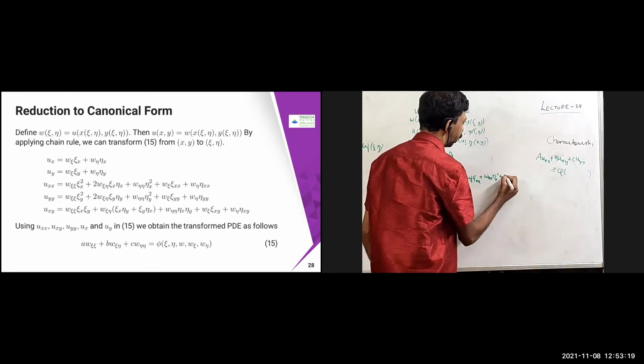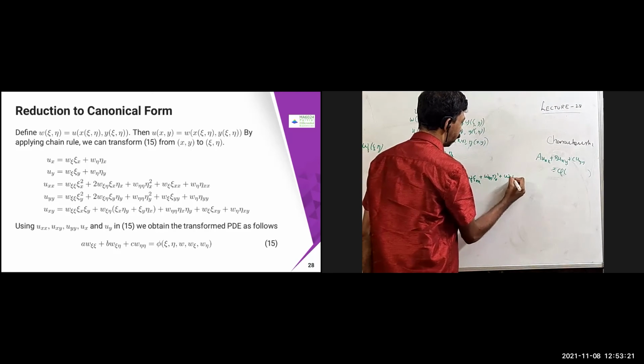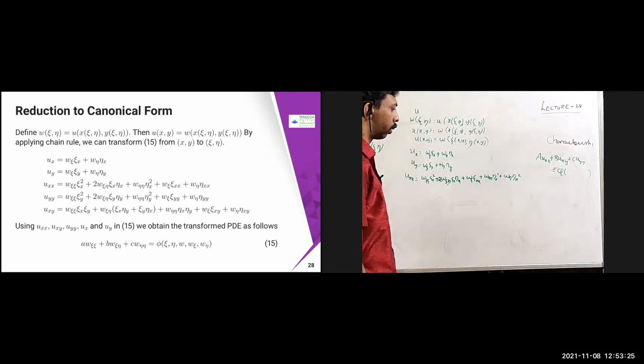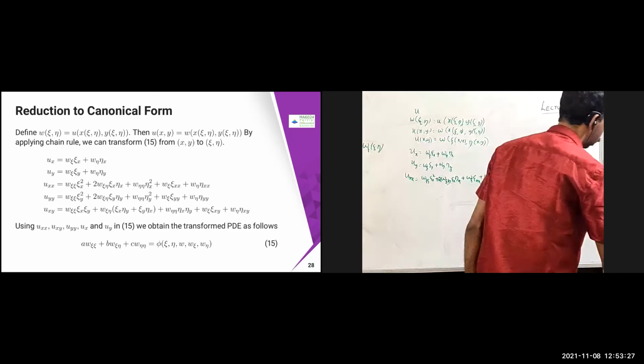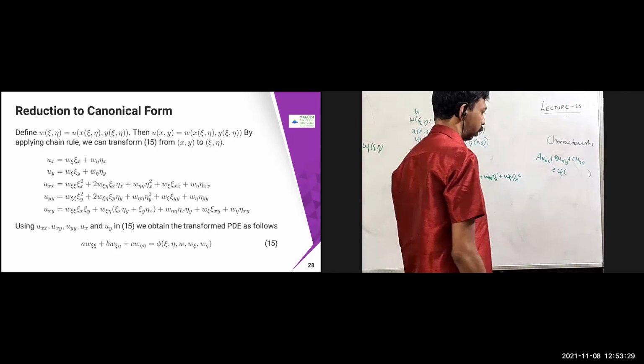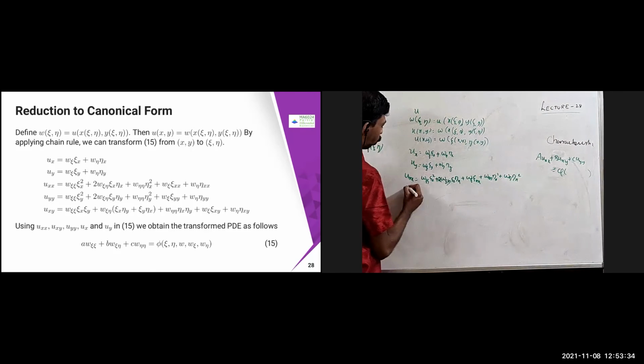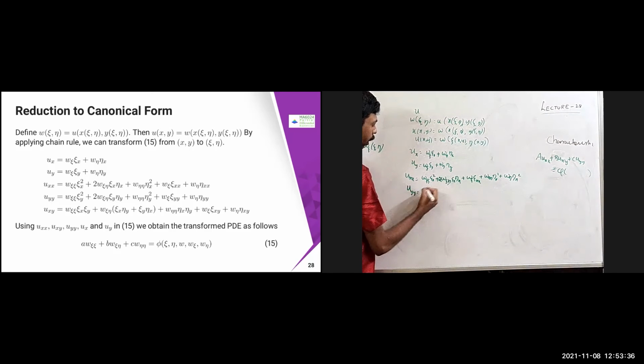Okay, this is going to become w eta into eta x square. Okay, the same thing I have written down. Now you can do the same thing for u_yy. The same kind of thing is going to come. Wherever x is there, you just replace it with y.